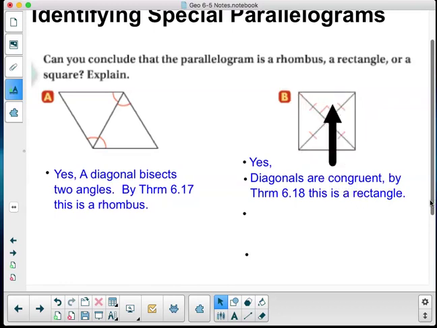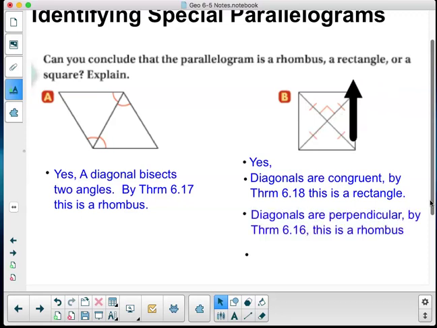They bisect each other, and I'm adding two of the same measure together, so they have to be the same. And here the diagonals are perpendicular, so by Theorem 6.16, this is a rhombus. But when I have both a rectangle and a rhombus, that's a square. A rectangle has four right angles, and a rhombus has four sides the same. So this is a square.